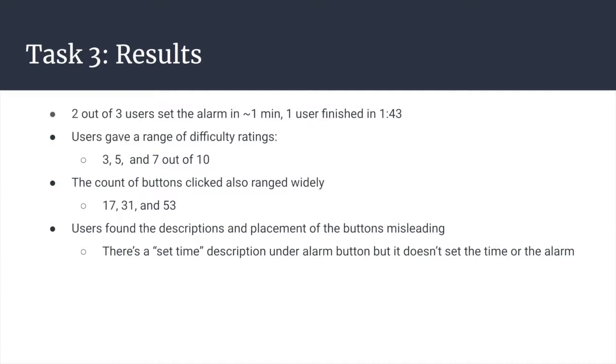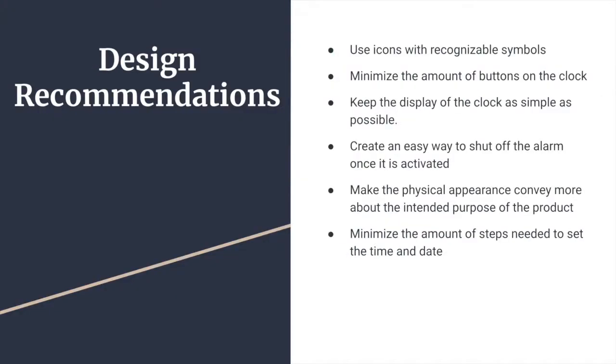Now, as for design recommendations, we'd really like it if you used icons with recognizable symbols. These are much better than simple text instructions. We'd like to minimize the amount of buttons on the clock, keep the display of the clock as simple as possible, as well as create an easy way to shut off the alarm once it is activated, like a big snooze button. We'd also like to make the physical appearance convey more about the intended purpose of the product, and finally, minimize the amount of steps needed to set the time and date.